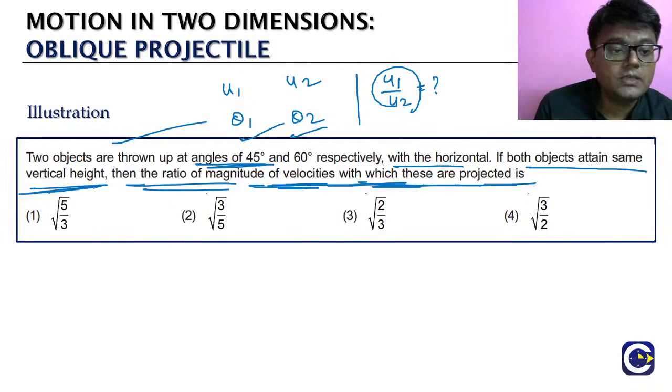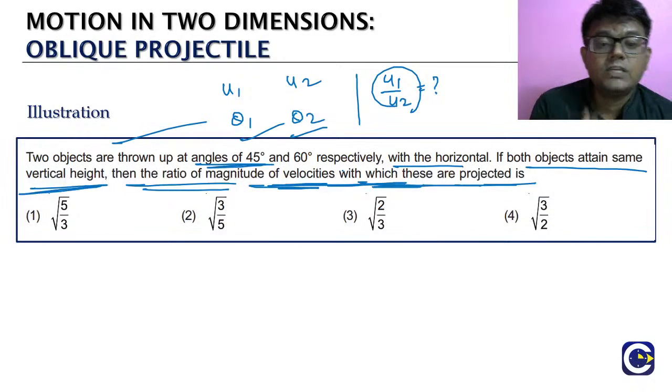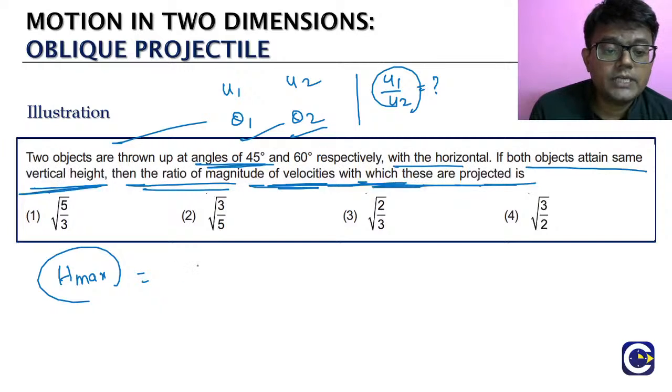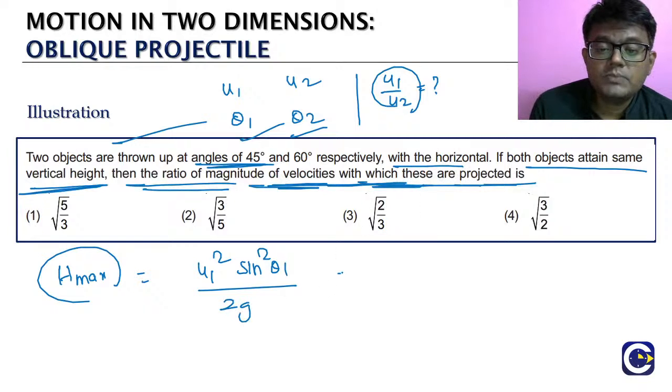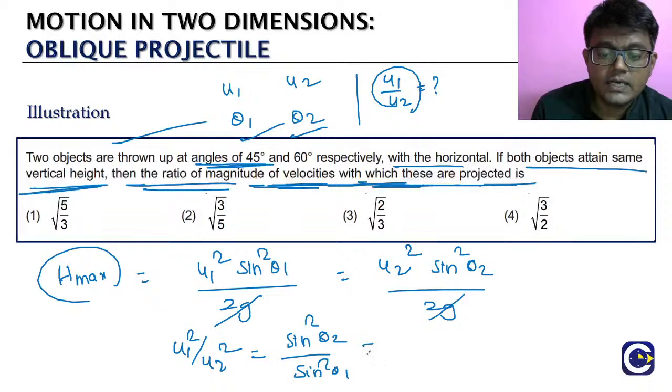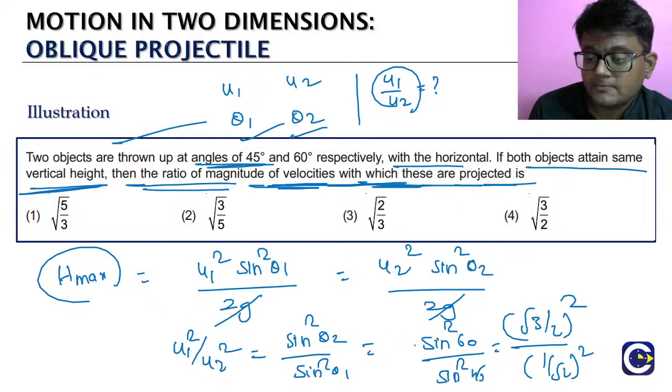Okay, how do we solve it? Look, these two objects have the same vertical height. They attain the same vertical height, which means the h max value is the same for both of them. What is the h max formula? First object: u1 square sin square theta 1 by 2g. Second object: u2 square sin square theta 2 by 2g. Here 2g cancels. Look, u1 square by u2 square is what? Sin square theta 2 by sin square theta 1. Theta 2 is 60, right? So sin square 60 by sin square 45, root 3 by 2 the whole square by 1 by root 2 the whole square.